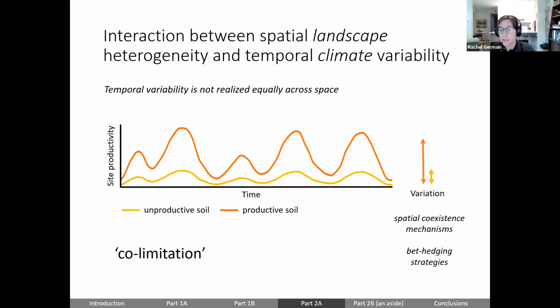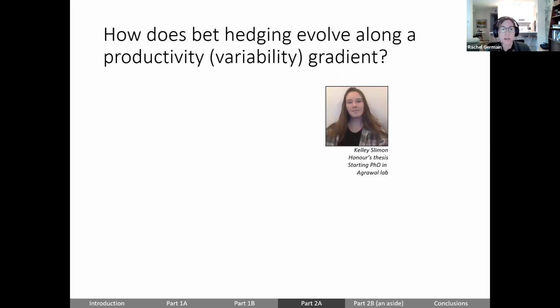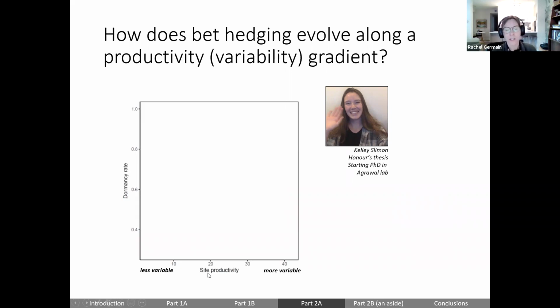And so, how I'm examining this, I think it's something that's very relevant for spatial coexistence mechanisms. But here in particular, I'm going to be talking about the evolution of bet hedging strategies specifically. The question here is, how does bet hedging evolve along a productivity or variability gradient? And this is work by Kelly Sliman, who did her undergraduate thesis with me and is starting a PhD in the Agrawal lab at Cornell. The basic idea here is that we're looking at sites that vary in their productivity. We have sites that are less variable and sites that are more variable.